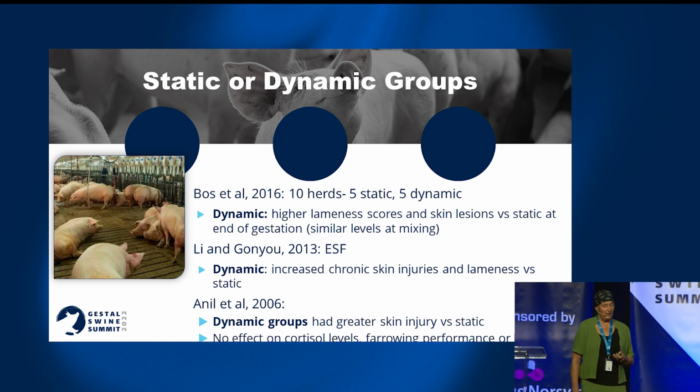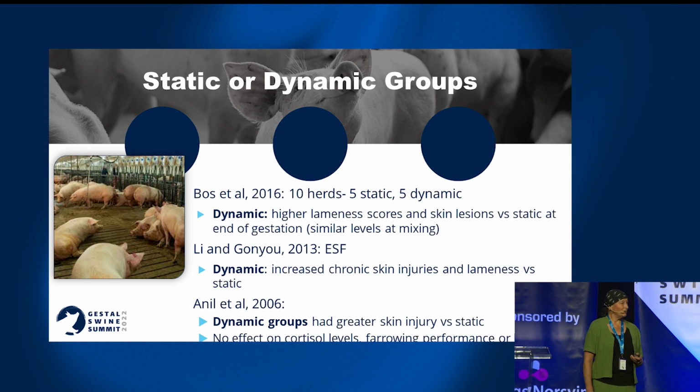What is the research saying? This 2016 study came out of Belgium. They compared 10 herds with static and dynamic mixing systems in Belgium. They did find higher lameness scores and lesions in the dynamic group versus static at the end of gestation. So the levels were lower at the end of gestation, but they were higher in the dynamic group. But at the mixing event, they didn't find any significant differences. So that's important to note.